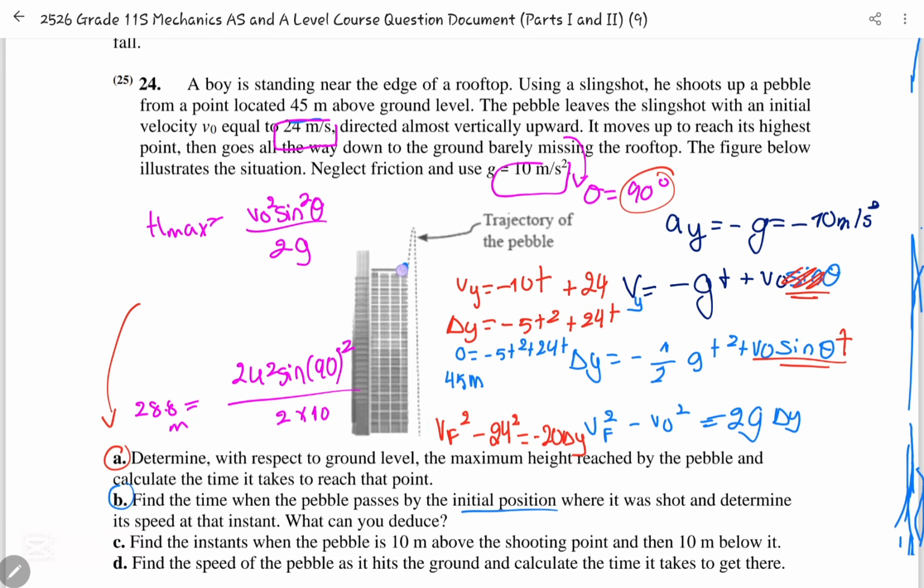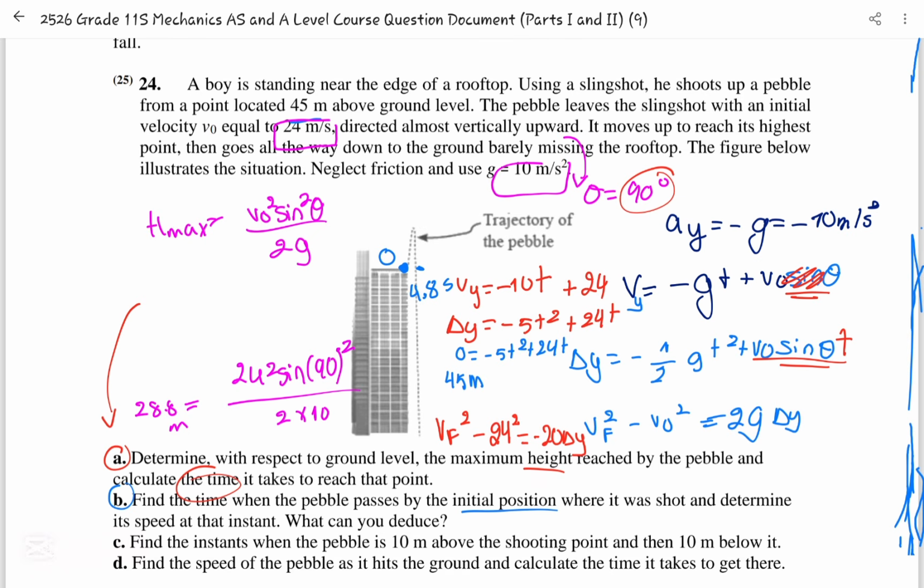Okay, 0 seconds is at this point over here. And then at this point over here, what do we have? We have the other time, which is the 4.8 seconds. Okay, for part B, I think there was another part in part A that I missed. Determine with respect to the maximum height and the time it takes to reach that point. So excuse me, I forgot to calculate the time it takes to reach that point.